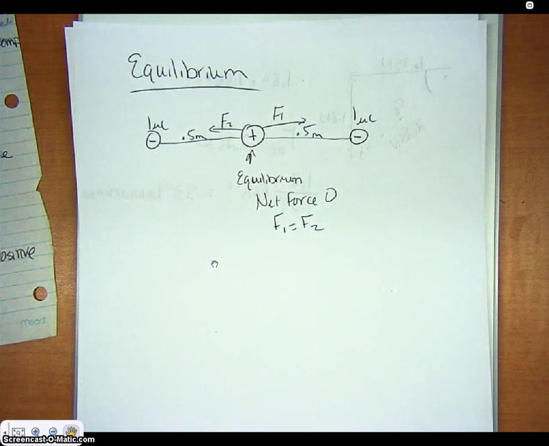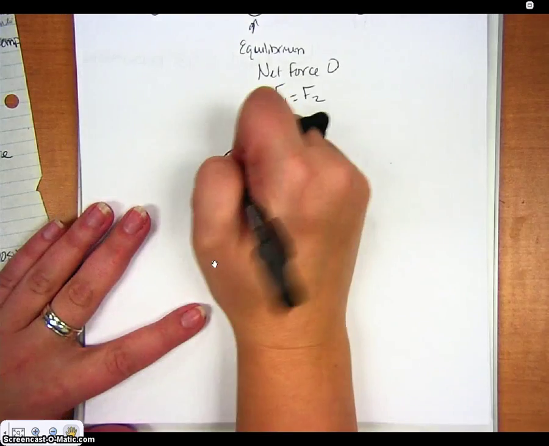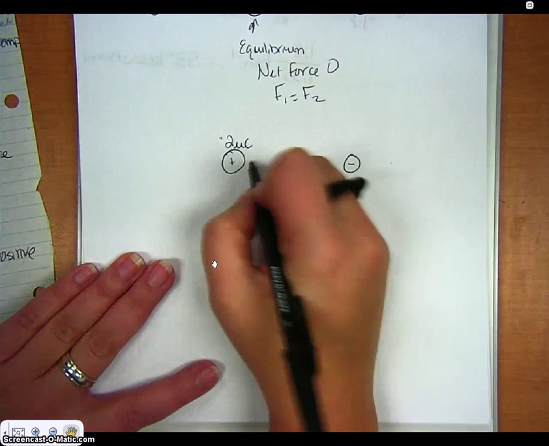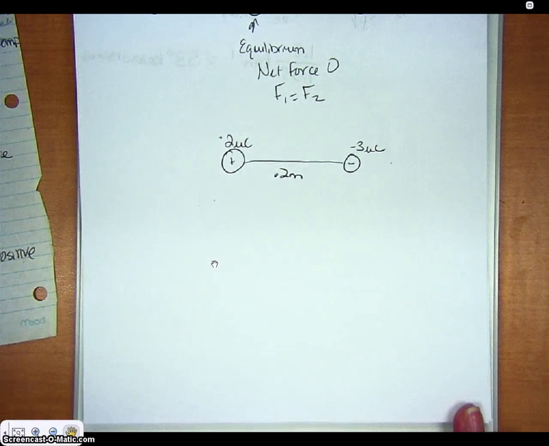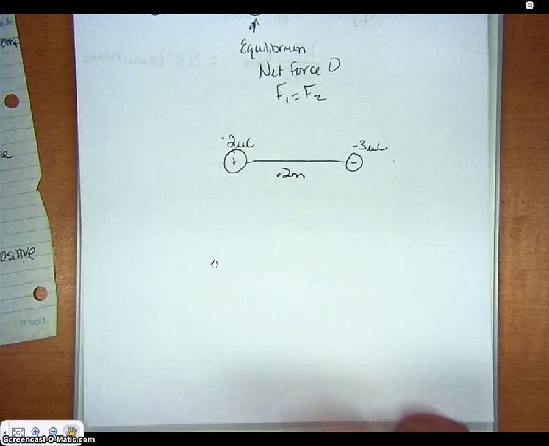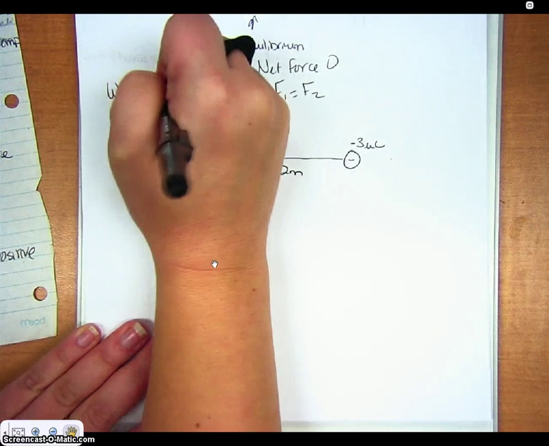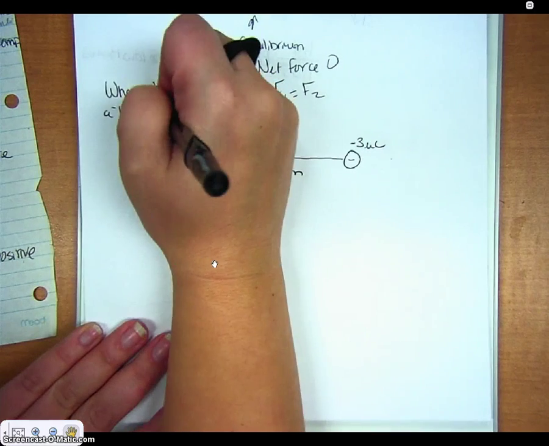Okay, so we're just going to do an example where we have this sort of situation. Let's say we have a point charge, and now I'm going to do another one with a little bit different numbers. I have a positive charge here and it's plus 2 microcoulombs. And over here I have a negative charge, 0.2 meters away, and it's negative 3 microcoulombs. Now the question is, where would I place a charge that is negative 4 microcoulombs so that this charge is in equilibrium? Where do I put a negative 4 microcoulomb charge?